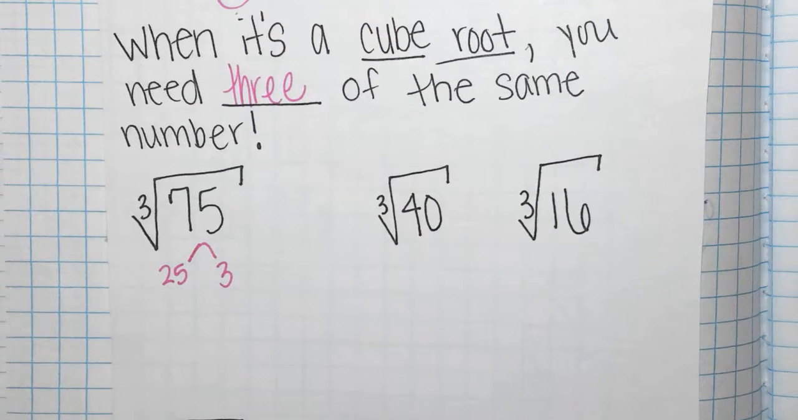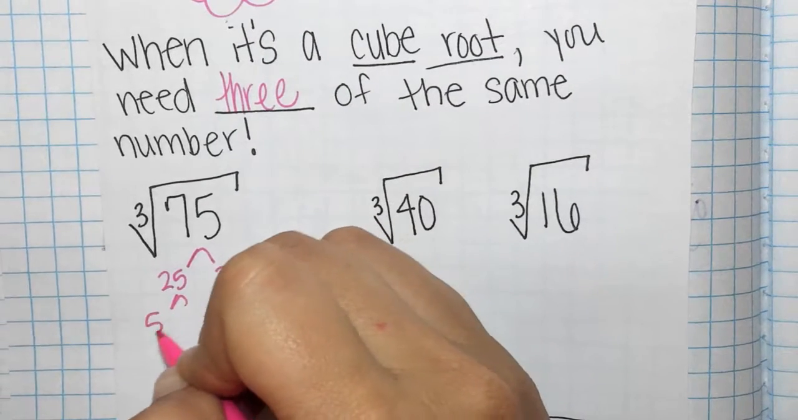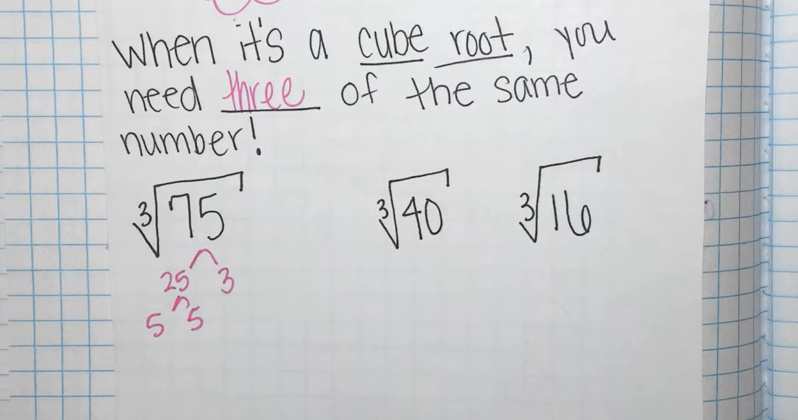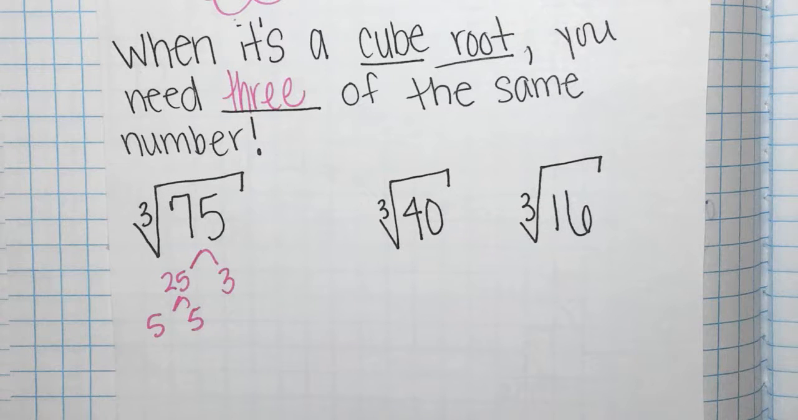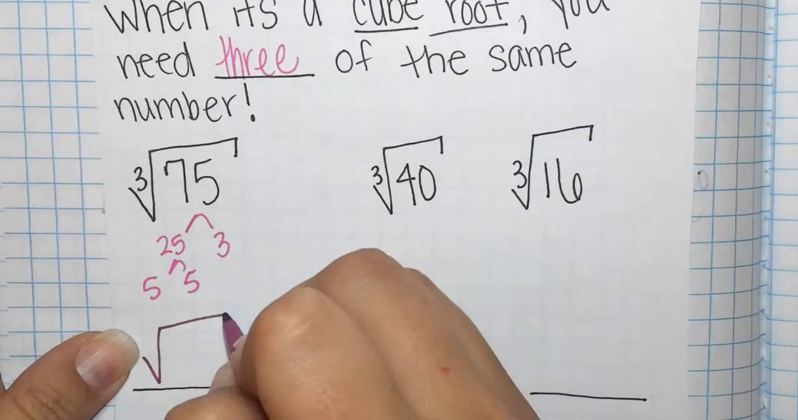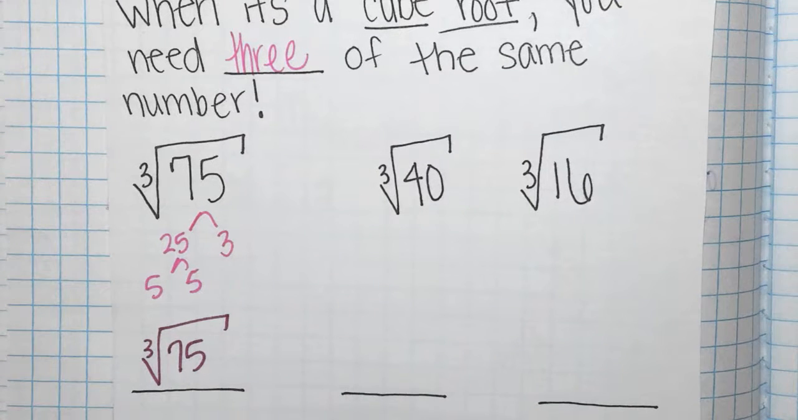All right, now, again, we need 3 of the same number. So can we break 25 down into anything? Yes. Into what? 5. Now, those are prime numbers. Can we break this down anymore? Do we have 3 of the same number? No. So our answer stays the cubed root of 75. Isn't it magic?